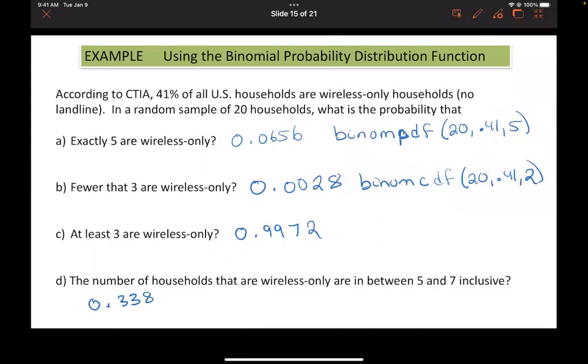So as we already determined, at least 3 means 3 or more. So it's not 2 or fewer. So this would be 1 minus binom CDF 20, 0.41, 2.